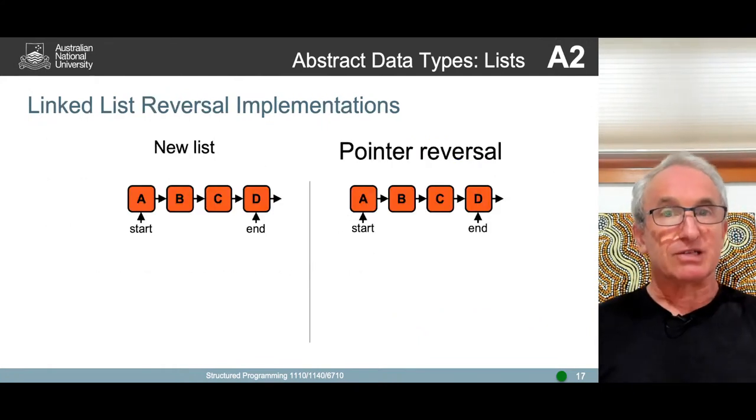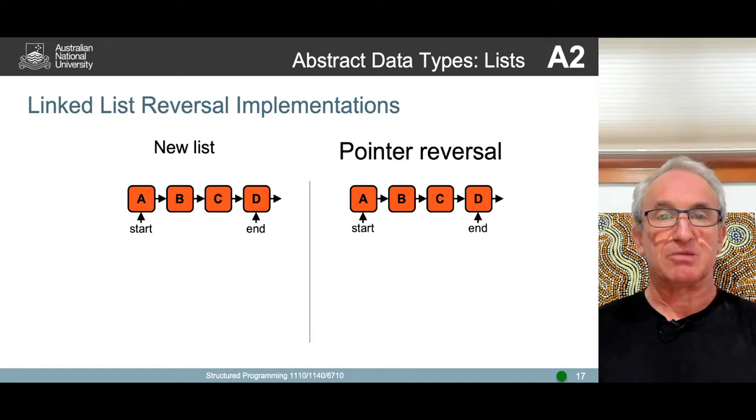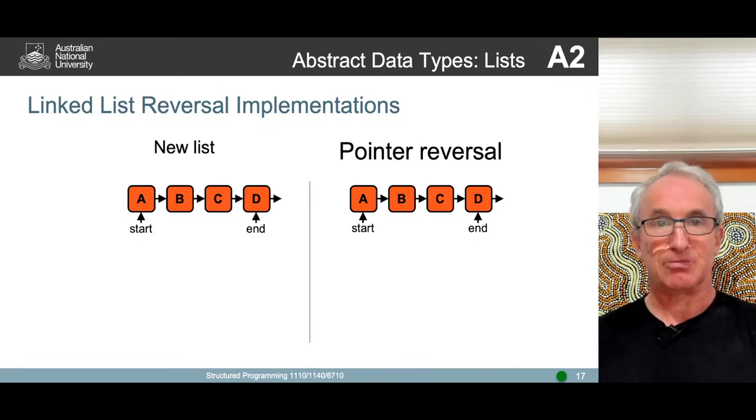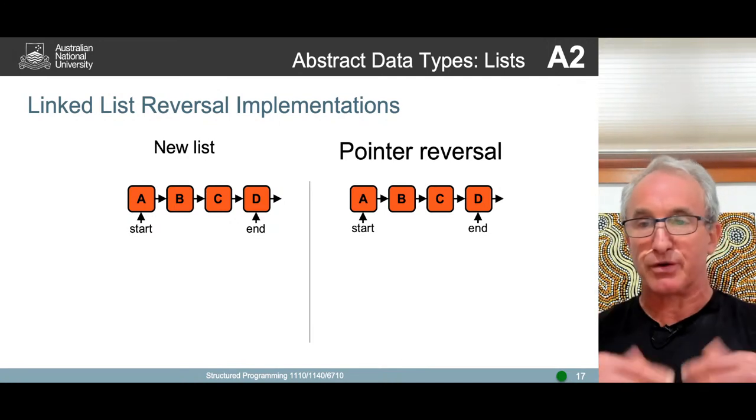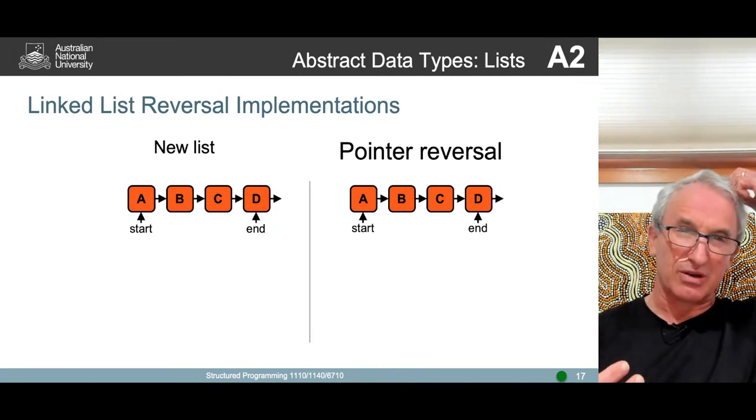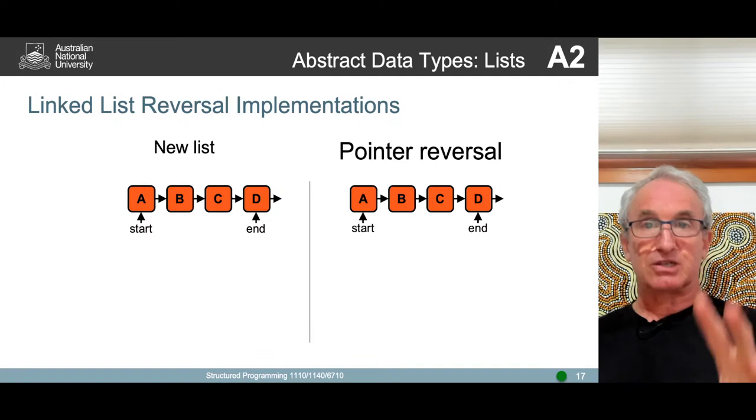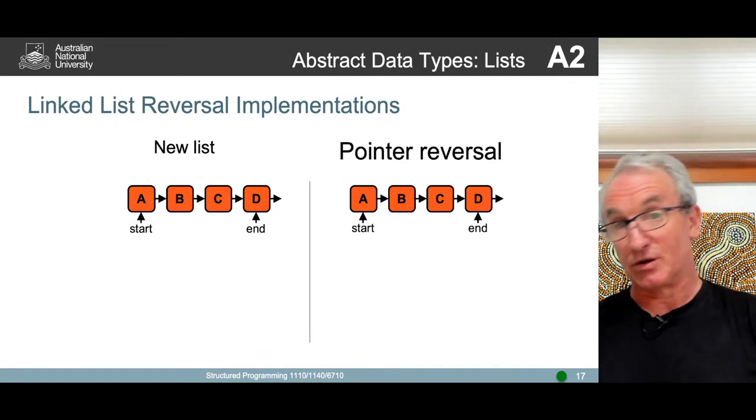Okay, so linked list reversal implementation. So one way to do it is simply create a new list. Okay, that's a pretty simple way to do it. So there's a list there. Reversal, the reason why I'm going here is because reversing a linked list is often considered to be a tricky thing to do. It's not so hard, but let's just look at one way to do it. So we're going to look at three different ways to do it.